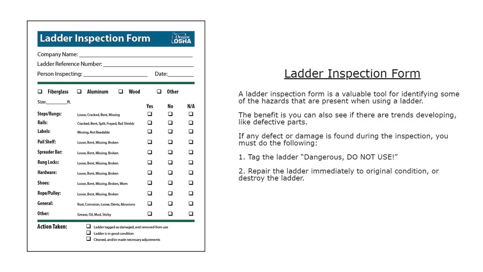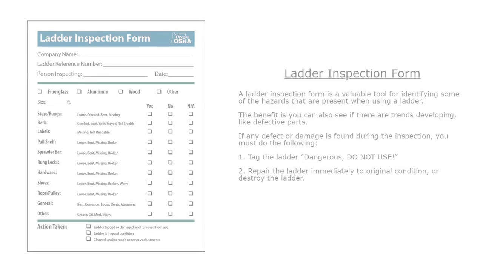A ladder inspection form is a valuable tool for identifying some of the hazards that are present when using a ladder. The benefit is that you can see if there are trends developing, like defective parts. If any defect or damage is found during the inspection, you must do the following. Number 1, tag the ladder "Dangerous, do not use." Number 2, repair the ladder immediately to its original condition, or destroy the ladder.